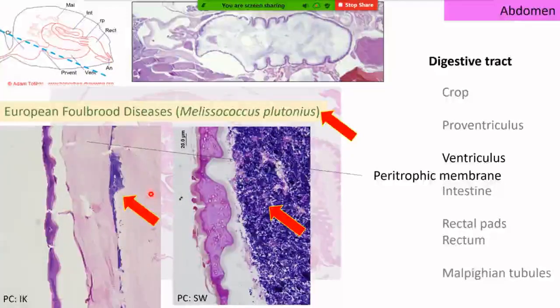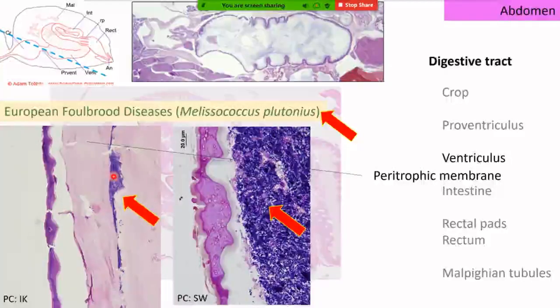So for example, these two images are images of the larval ventriculus, where the ventricular lining is these basophilic cells on the left, and the blue stippled material inside is Melissococcus plutonius, which is a causative agent of European foulbrood disease. And you will see that the larva on the left has low infection of this disease, and the bacteria just kind of sit on top of the peritrophic membrane and that separates the bacteria from the ventricular cells.